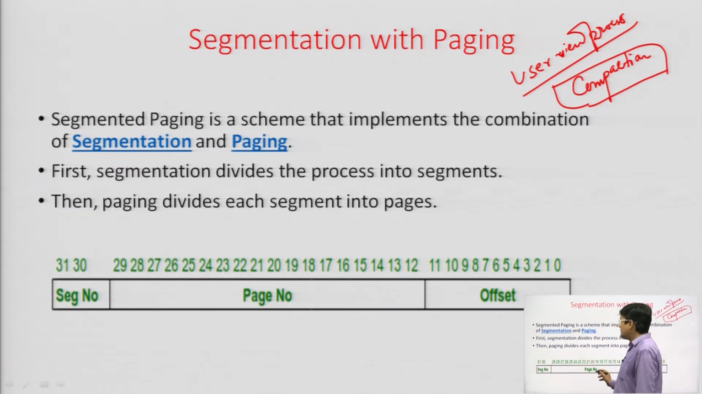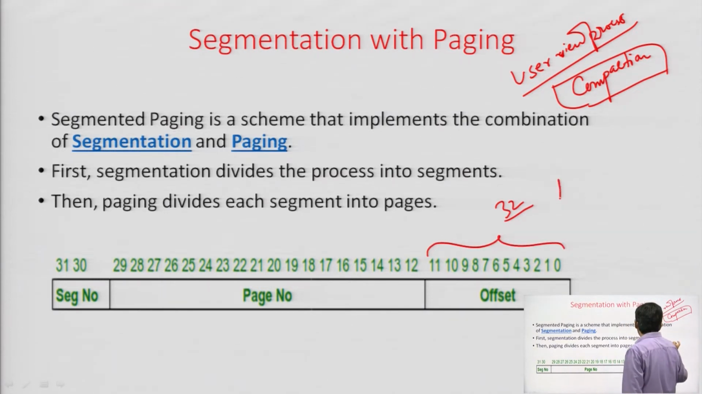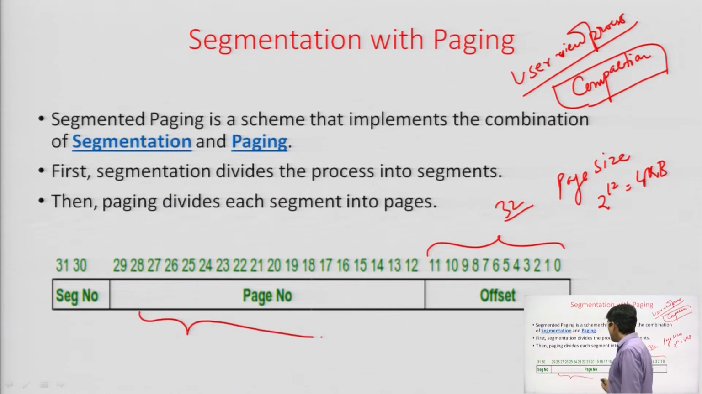So, here in the logical address, let us say a 32-bit address is there. In the 32-bit address, let us say the offset is of 12 bits. If the offset is of 12 bits, this is telling you the page size. So, 12 bits means the page size is 2 raised to the power 12, that means 4 kilobytes. Now, this is the page number. This is telling you how many maximum pages can be there in a segment.